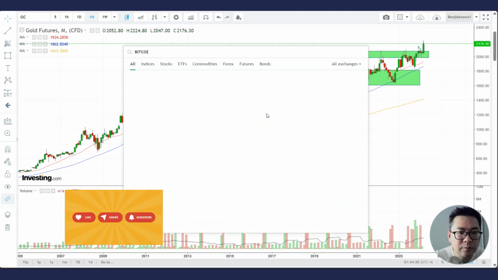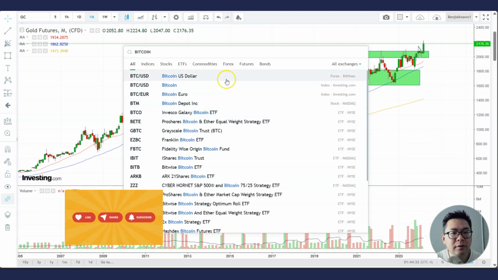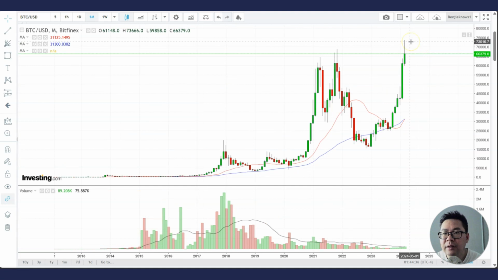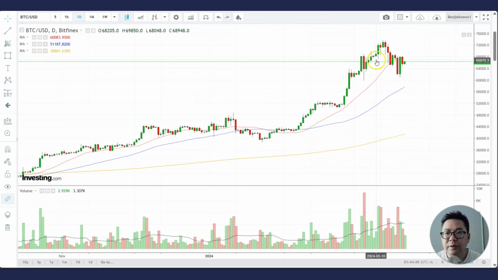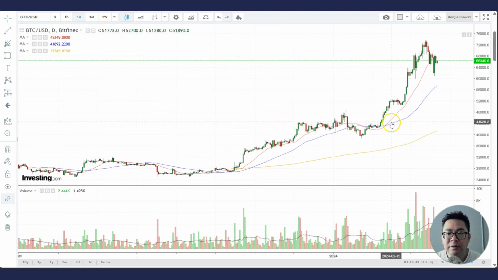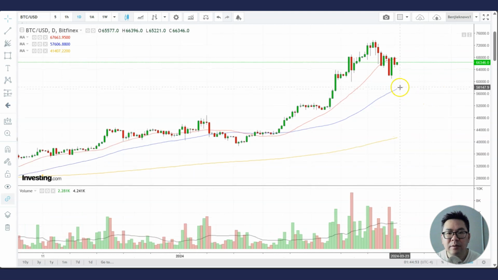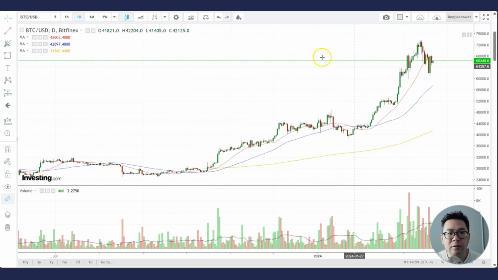Let me just go to Bitcoin. Bitcoin recently made a new high of about 73,000. This is a monthly chart, and by the looks of it, let's switch to a daily chart. By the looks of it, it's still in a very nice uptrend, and still above the 50 MA. Maybe if it stabilizes here and finds support at the 50 MA, it might continue to go up.